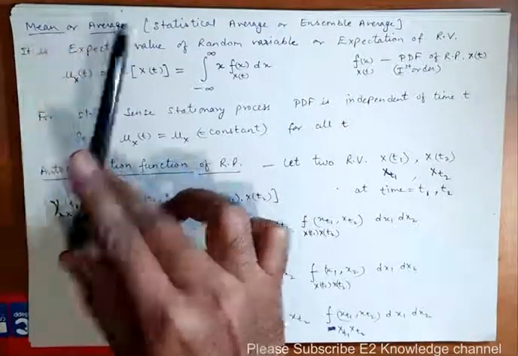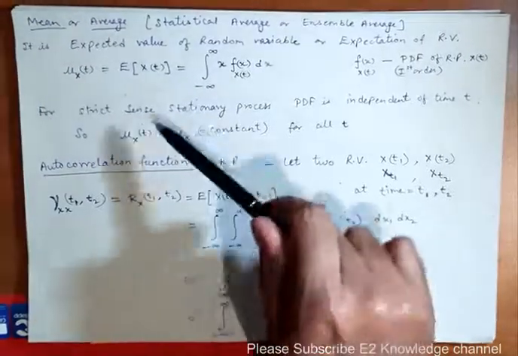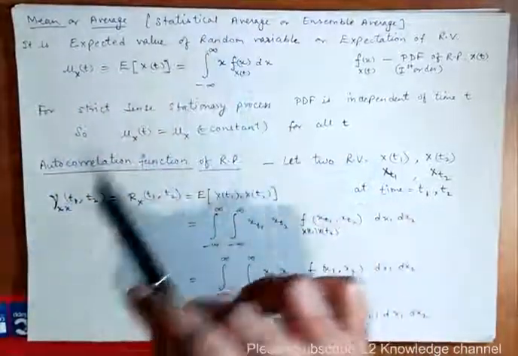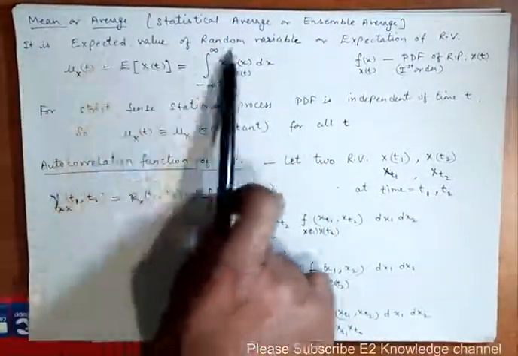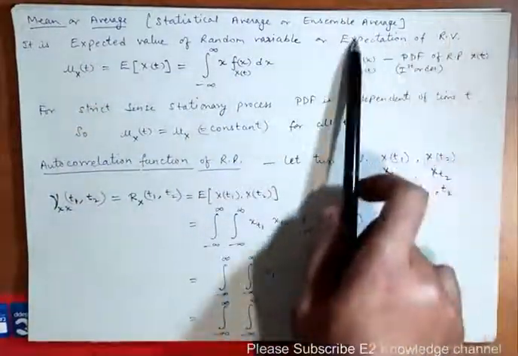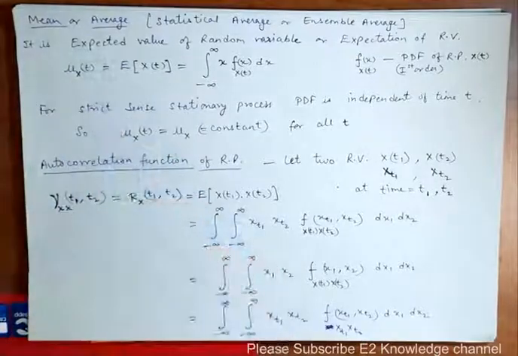Now, mean or average. The second statistical property is mean or average. It is also known as statistical average. It is also known as ensemble average. It is the expected value of a random variable, or expectation of a random variable. We call it like that, E. E stands for expected value.